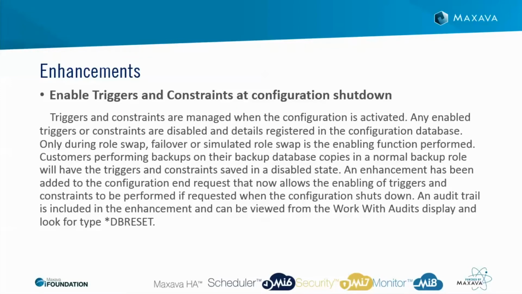This enhancement enabled triggers and constraints at configuration shutdown. Triggers and constraints are managed when the configuration is activated. Any enabled triggers or constraints are disabled and the details are registered in the configuration database. Only during roll swap, failover, or simulated roll swap is the enable function performed.